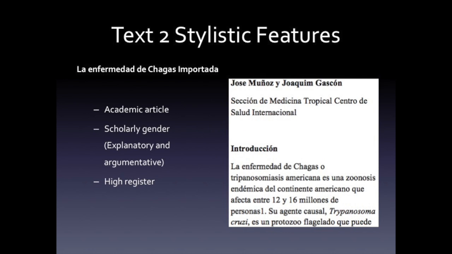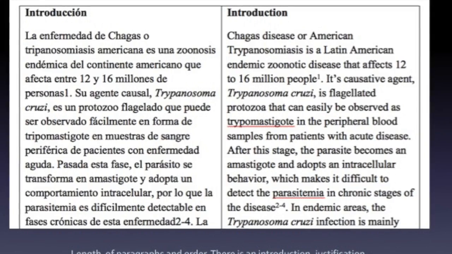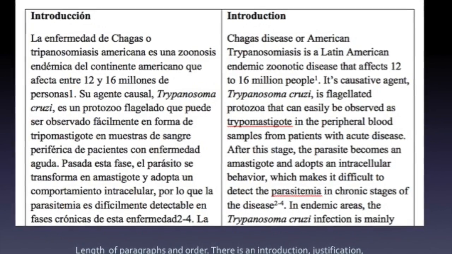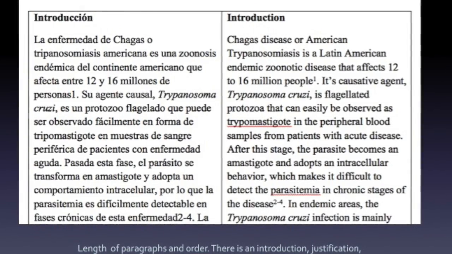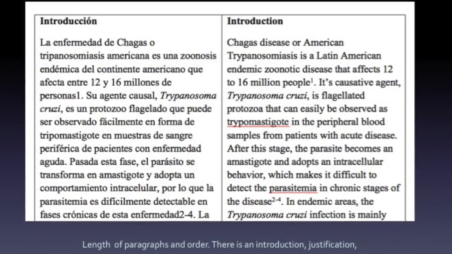Text 2 stylistic features. La enfermedad de Chagas importada. This is an academic article, scholarly genre. It explains and argues, and it has a high register. Academic writings by nature are very organized. They usually have an introduction, background information, research, and conclusion. The paragraphs are usually long. This should be respected in the translation.